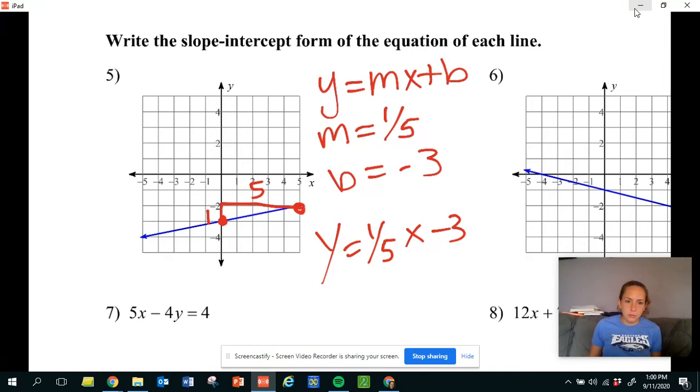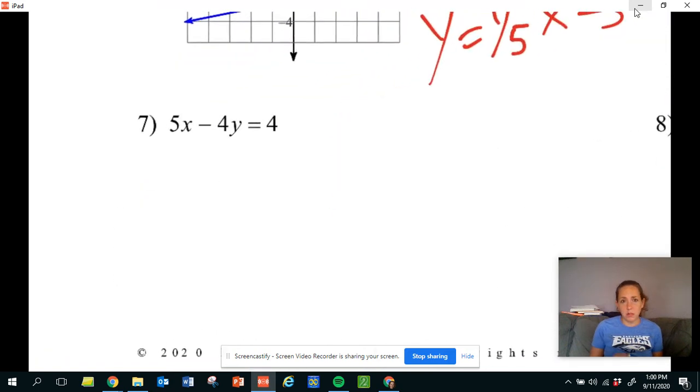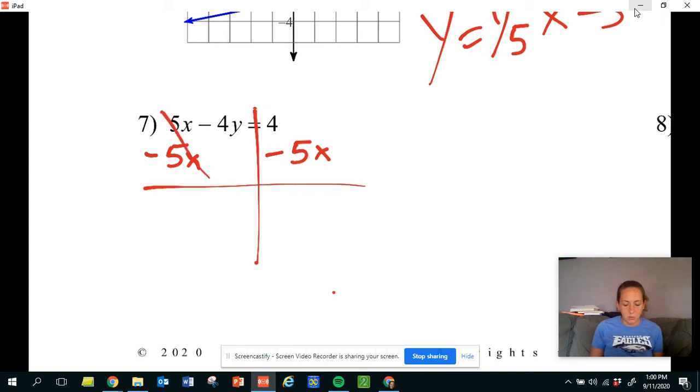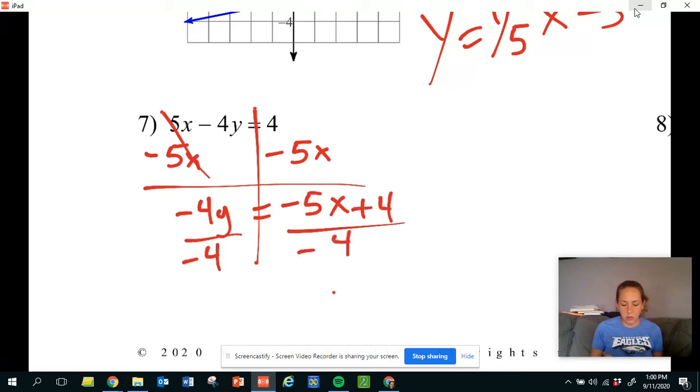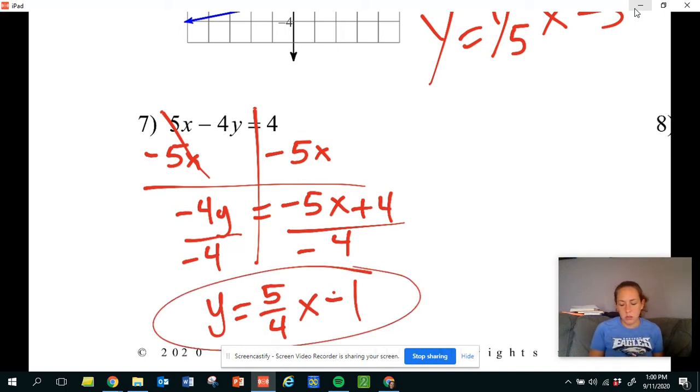Okay. When you don't have a graph and it's given to you in standard form, that is where you're going to solve for y. So I'm going to first subtract my x's and send them over there to the right. Bring down my negative 4y, don't lose your negative. X plus 4, and then divide everything by negative 4. So my slope ends up being positive 5 over 4 because the negatives would cancel out. And 4 divided by negative 4 is going to be negative 1, so minus 1. Ta-da.